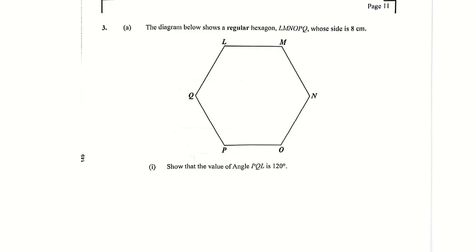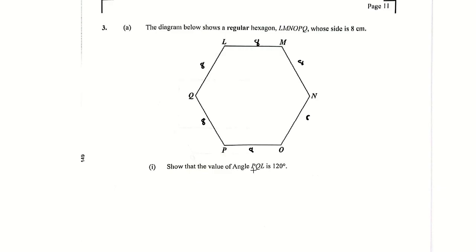So let's look at the first question here, and let me zoom up. This is January 2025. Right, so let's start. January, the diagram below shows a regular hexagon. Hexagon just means it's a six-sided shape, right? LMNOPQ, whose side is each 8. When they say regular polygon, it means all sides of that polygon are the same. So this is 8, this is 8, this is 8, this is 8, this is 8, and this is 8.